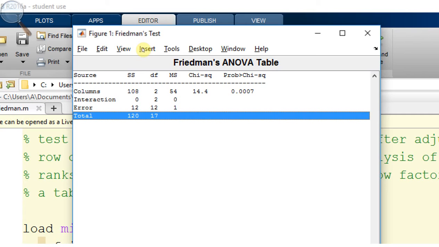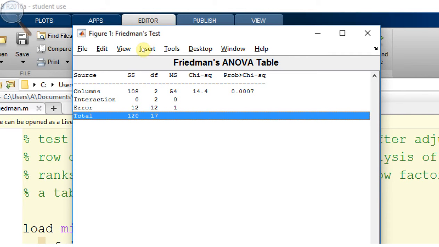Normally you would test at 5%. So if the return probability is 0.05 or bigger, you would accept the null hypothesis. What's the null hypothesis? The 3 means are the same. If the return probability is less than 0.05, we have reason to reject the null hypothesis. So in this particular example, the return probability is 0.0007, which is less than 0.1%. So we have very strong reason to reject H0.